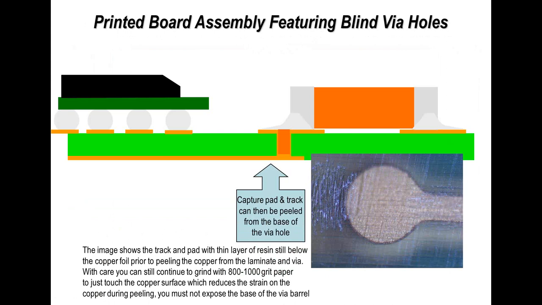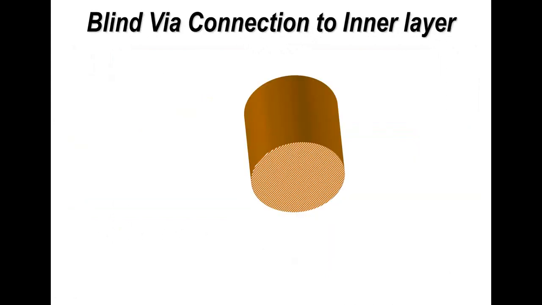So in this example, I'm taking an assembled board which has a known problem, and I'm grinding up through the board, lapping away the material to the back of the capture pad. And you can see a photograph here on the right-hand side of the back of the capture pad. I then peel the track and the pad away from the surface of the laminate.